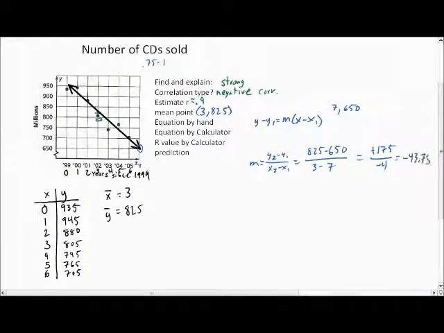So I can put that now in my equation. And so I'm going to go y minus y1, which the point that I'm going to use is going to be my mean point. That's the only point that I know absolutely for certain is on my graph. So minus 825 equals the slope, so negative 43.75 times x minus x1. Okay, there you go. You got an equation by hand. The next thing that we're going to do is do an equation by calculator.